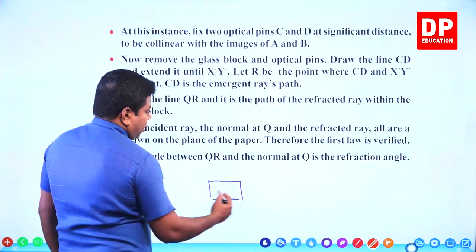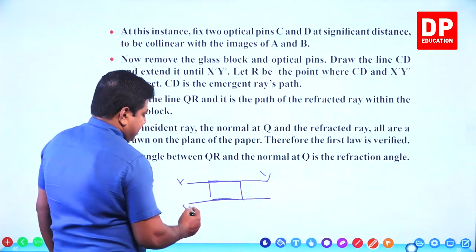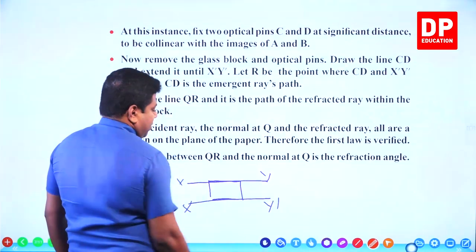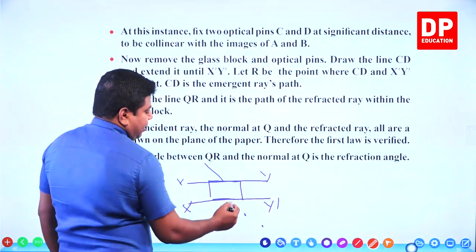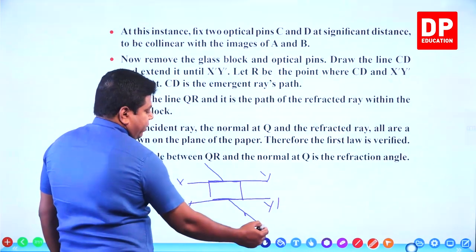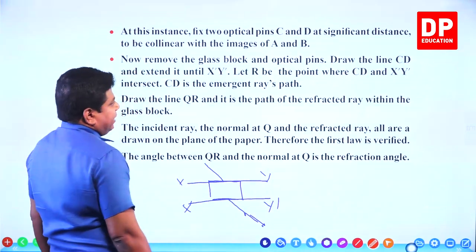We kept the glass block like this. We drew one line and another line. This is XY. This is X dashed Y dashed. So, incident ray is already drawn. Here you have two dots connected. Connect them together. Right? And extend it until it reaches X dash Y dashed line.